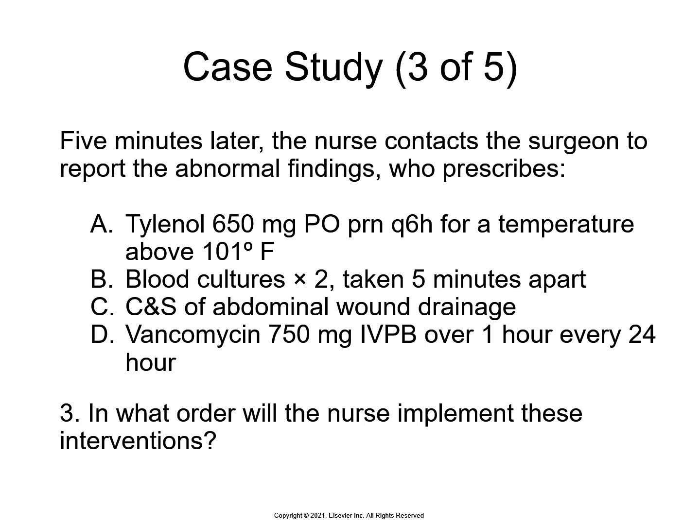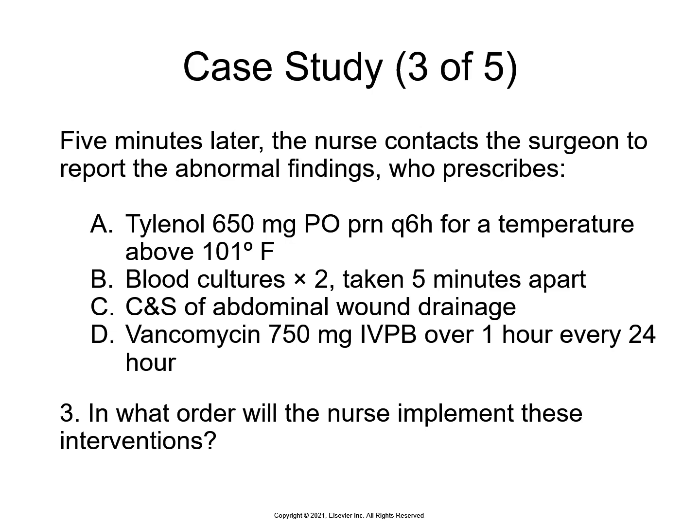Five minutes later, you go down there and you call the surgeon and you tell them what's going on. The surgeon prescribes Tylenol, 650 milligrams PO, PRN, Q6 hours for a temperature above 101 degrees Fahrenheit. Blood cultures times 2, taken 5 minutes apart. C&S of the abdominal wound drainage. Vancomycin 700 milligrams IV piggyback over 1 hour every 24 hours. In what order are you going to implement these interventions?